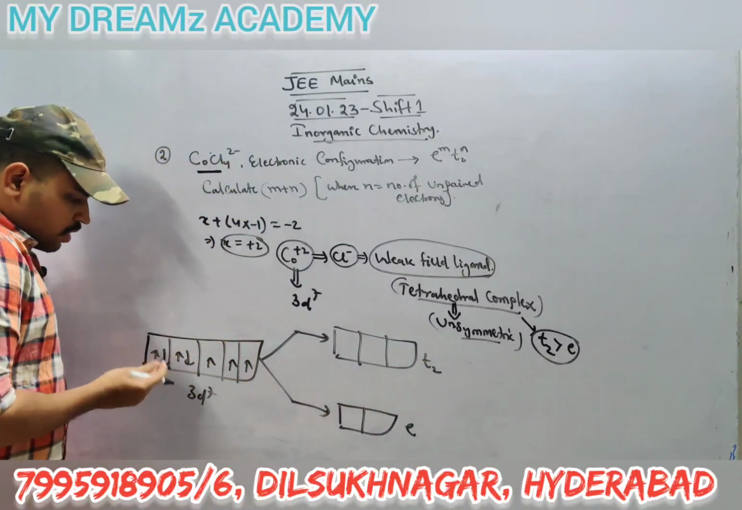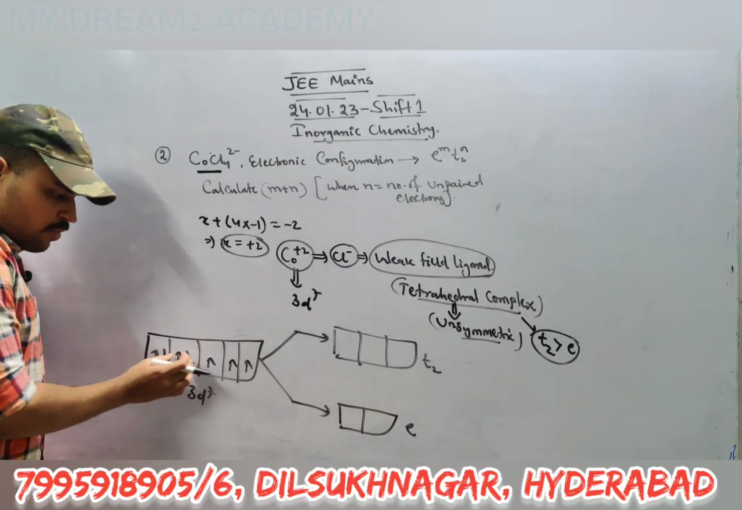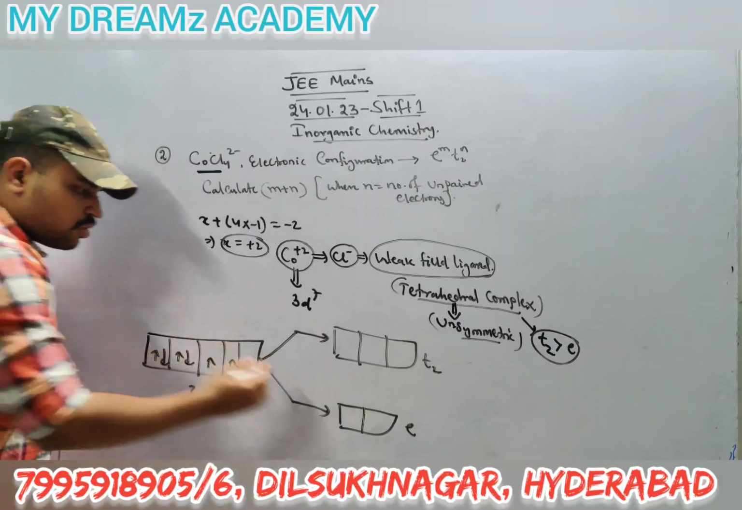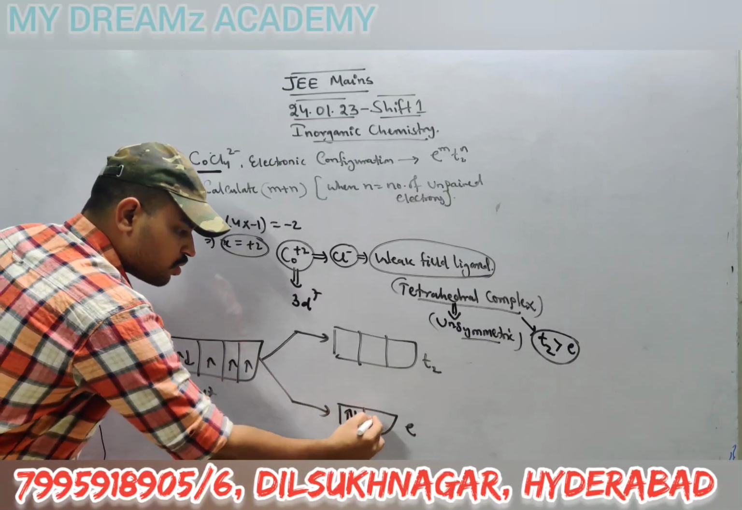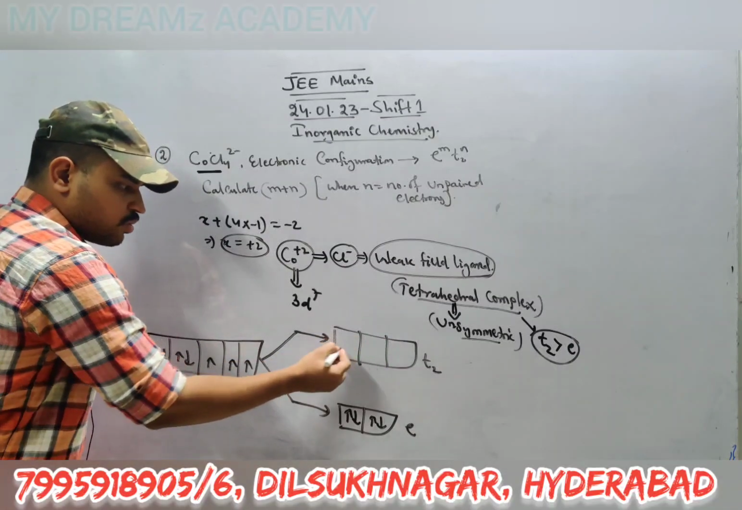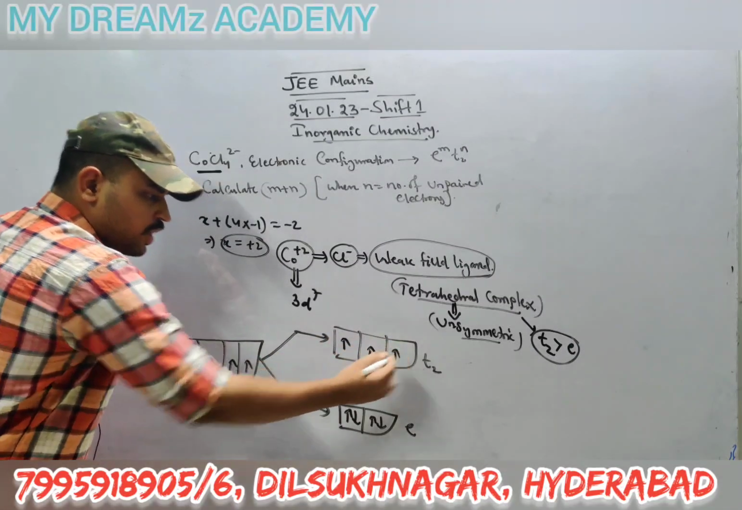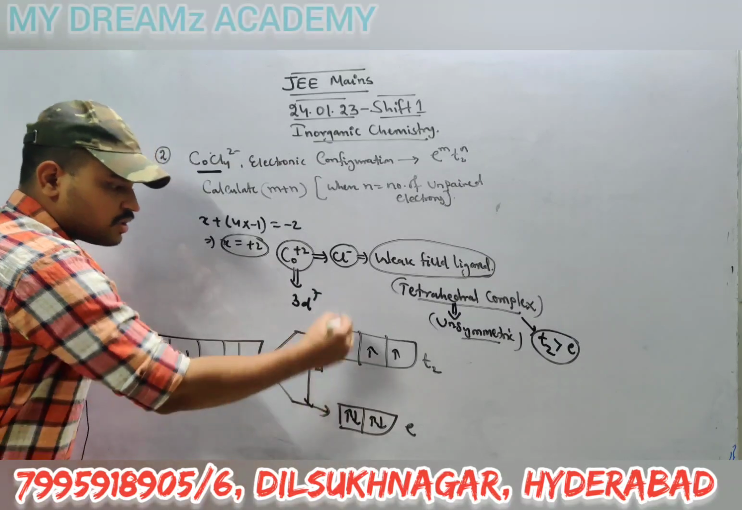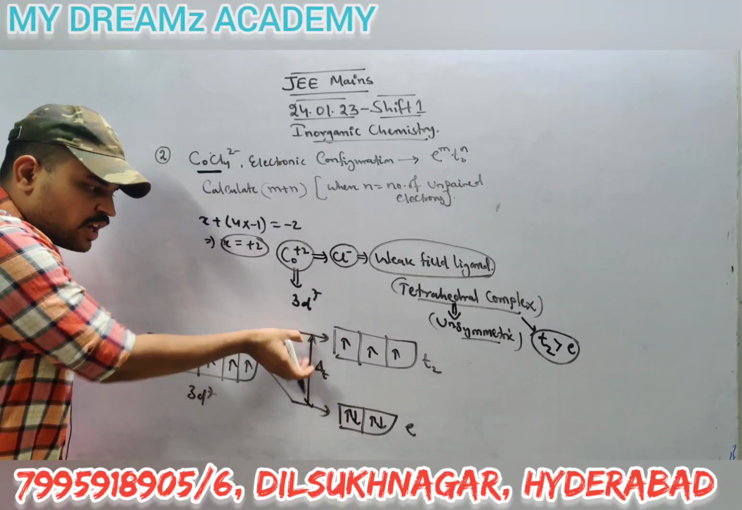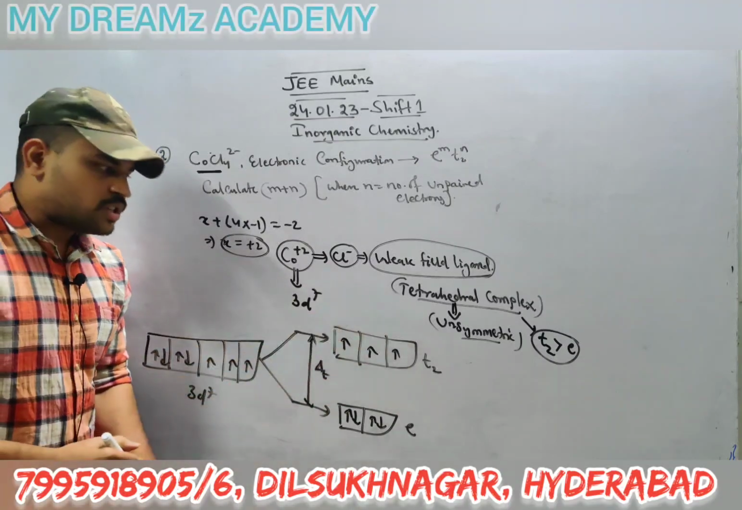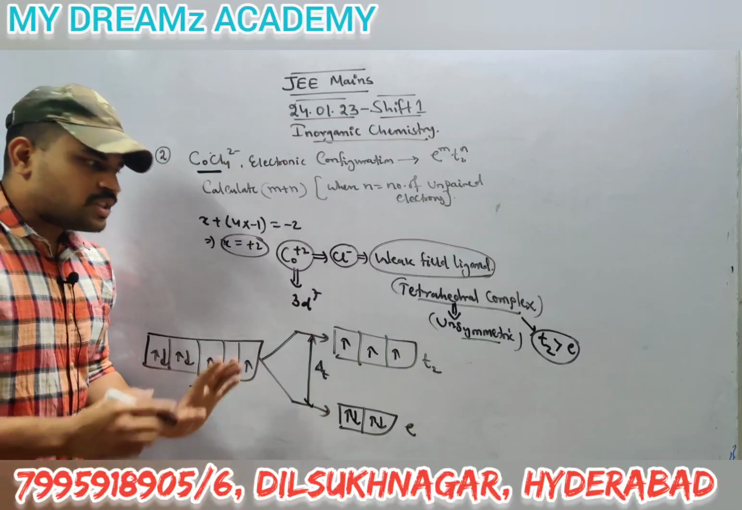These unpaired electrons will remain as they are because they are not going to experience any repulsion here. So 4 electrons go into e, while 3 remain in t2. Since it is a weak field ligand, the difference delta t will be minimum. When delta t is minimum, the electrons can easily jump to t2 and form this complex.